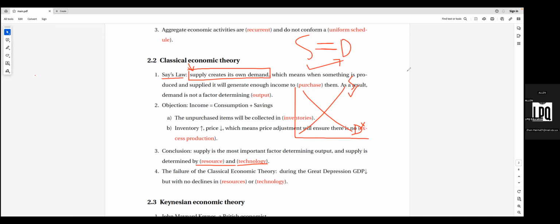Okay, so maybe it's very confusing. Let's have a very, very specific example here, to explain why supply can create demand. Okay, what do I mean by this?